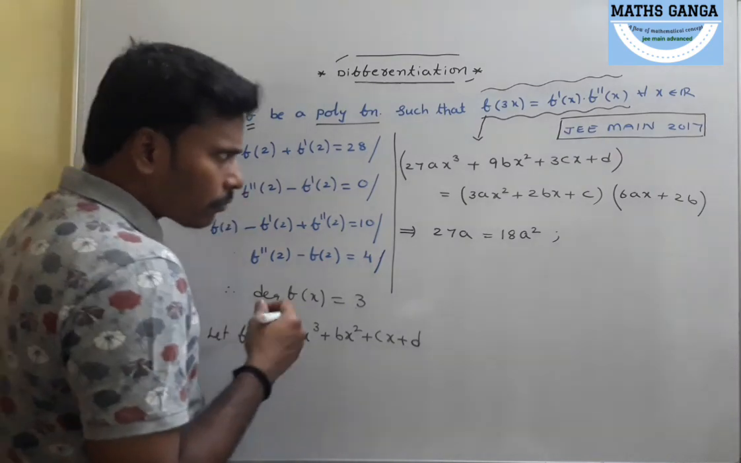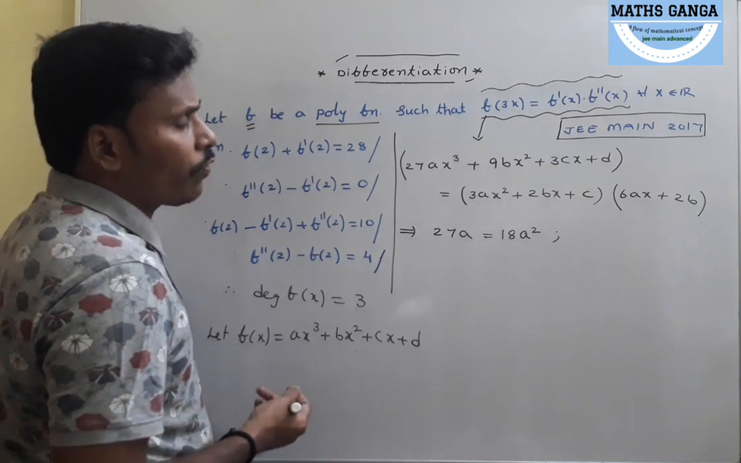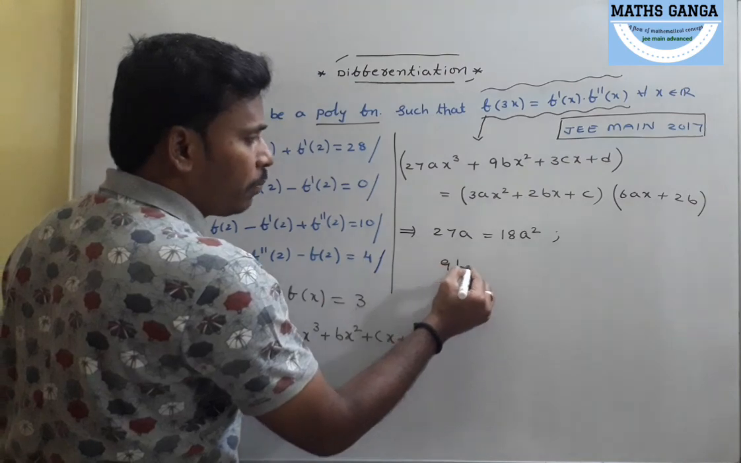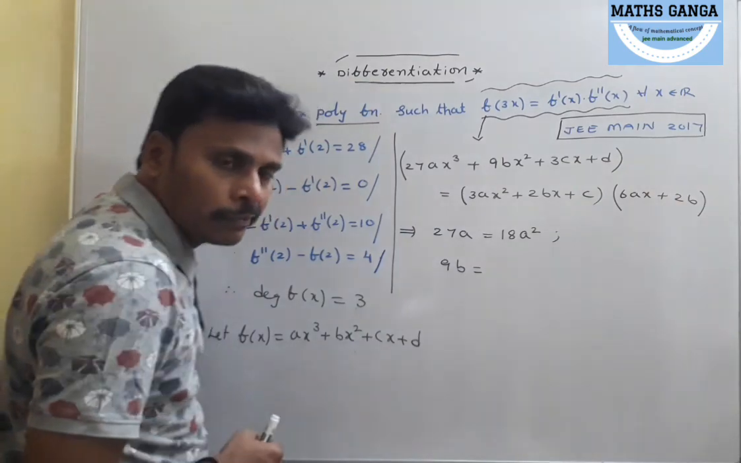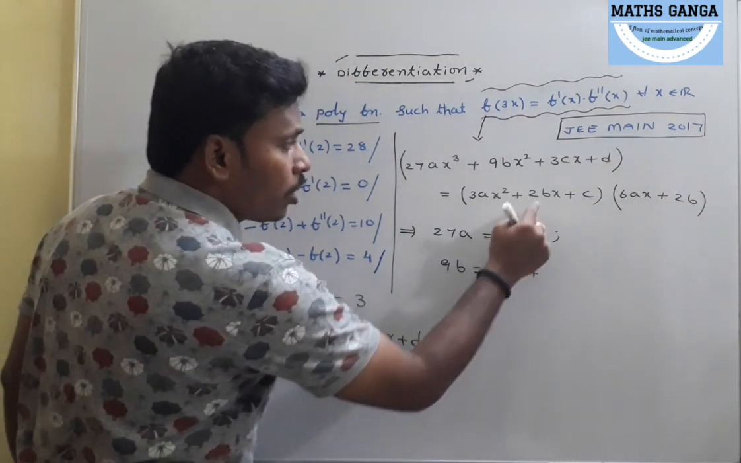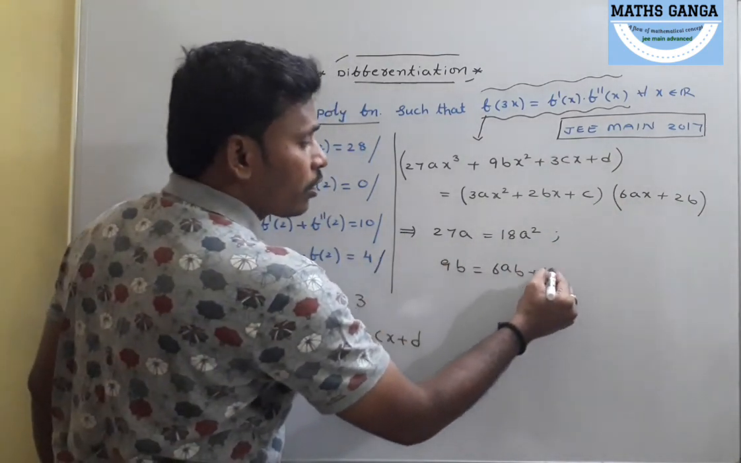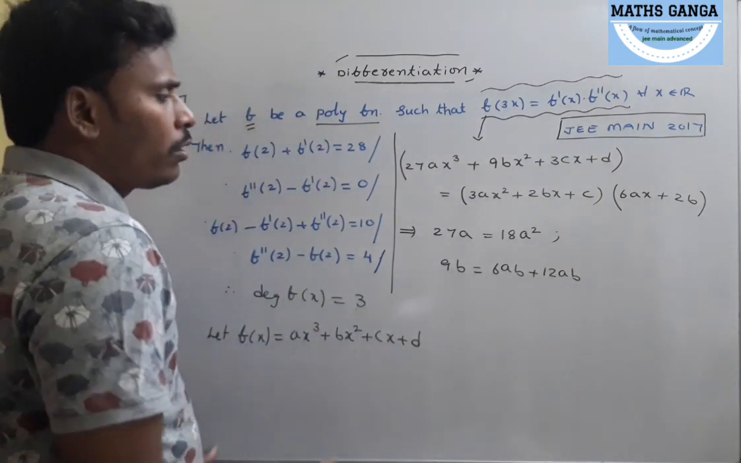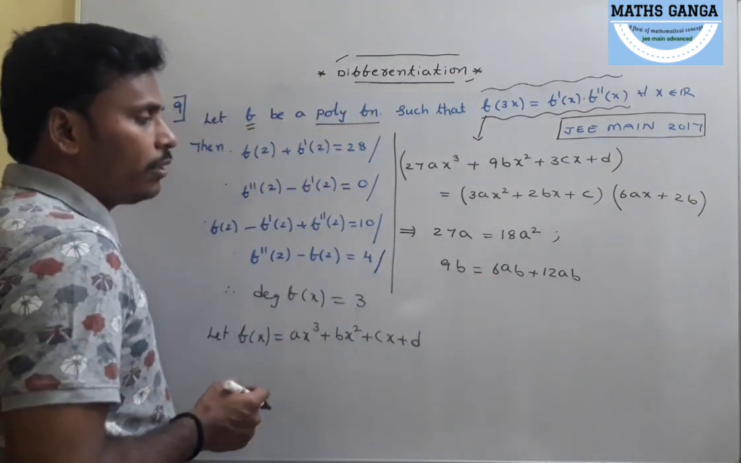After that you just compare the coefficient of x square. What is the coefficient of x square? Here we have 9b x square. The coefficient of x square from the left side is 9b, whereas on the right side, 3a x square into 2b, and it is 6ab, plus 2bx and 6ax. This product also generates x square, whose coefficient is 12ab. So, 9b is equal to 6ab plus 12ab.